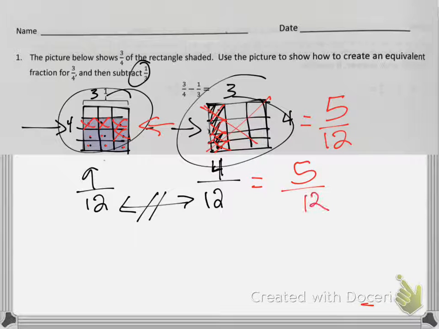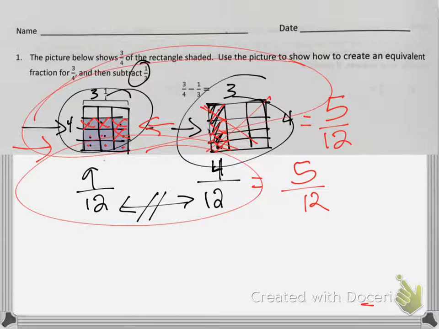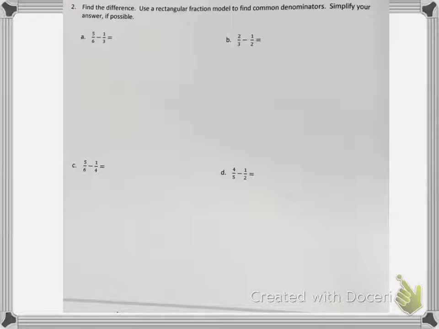Now the students will love to just show it numerically, but we're still showing it pictorially, and I want the kids to keep showing it pictorially until we move on from this, because I want them to get in the habit of understanding why this is happening. So let's look at the next one. Again, it says find the difference, use a rectangular fraction model, and common denominator. Simplify your answer if possible. Again, we're just going to keep drawing rectangular fraction models.